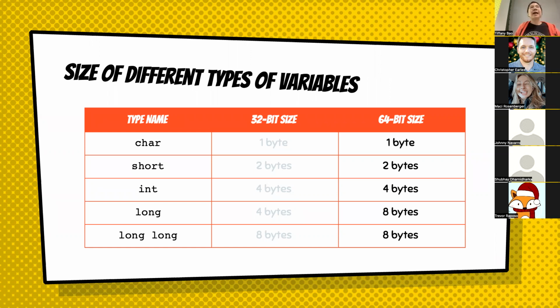So if you are going to work with a C program in the future and you see a long integer in a stack or in a heap, you want to know that this specific integer will occupy 8 bytes in the memory. Okay.